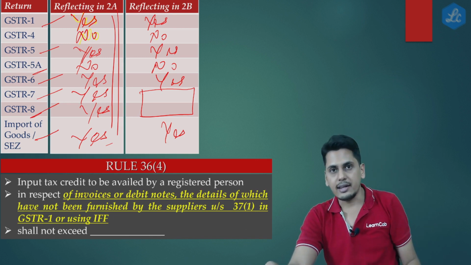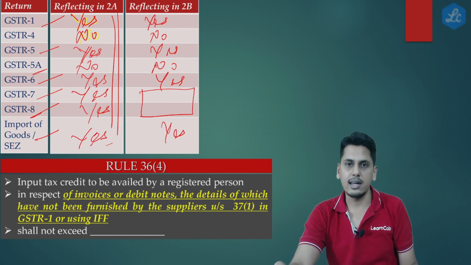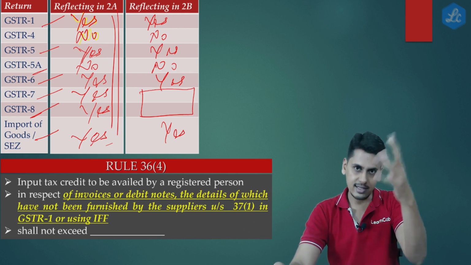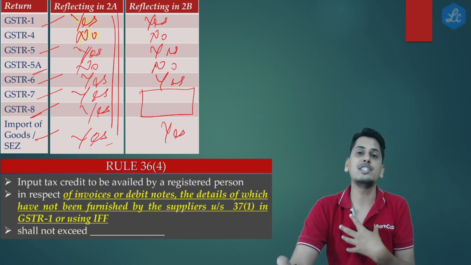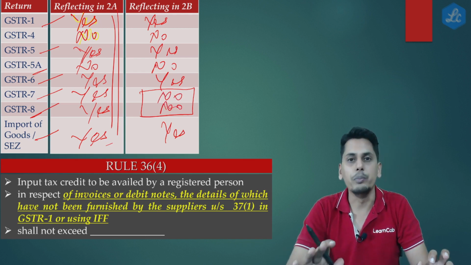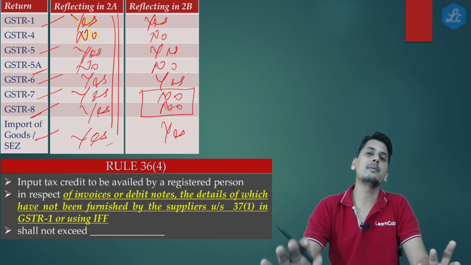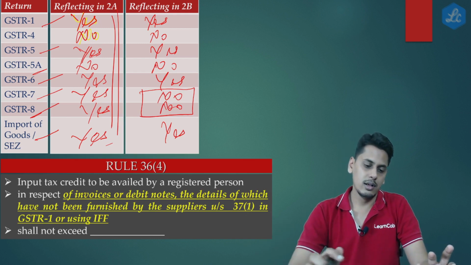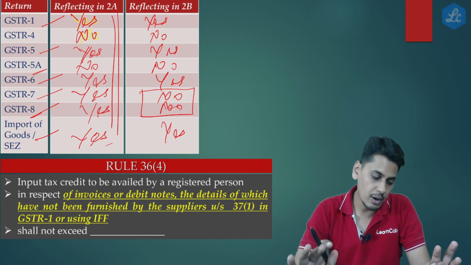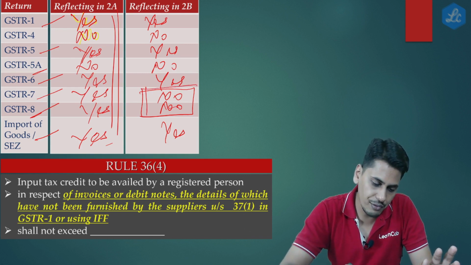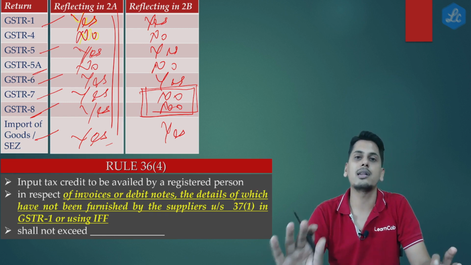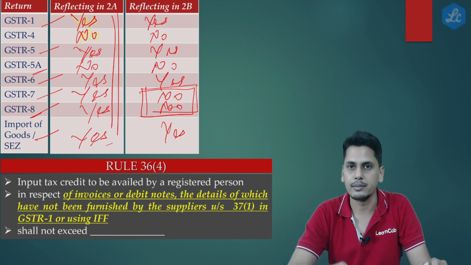GSTR 7 and GSTR 8, let's suppose you are the tax deductor or you are the tax collector. You have deducted or collected tax, deposited it to the government, paid it to the government, filed GSTR 7 or filed GSTR 8. It would appear in my GSTR 2A, but it would not appear in my GSTR 2B. For the reasons best known to the government, from GSTR 7 and GSTR 8, it doesn't reflect in GSTR 2B. The rule is drafted in such a manner. For the reasons best known to the government, reflection doesn't happen in GSTR 2B.